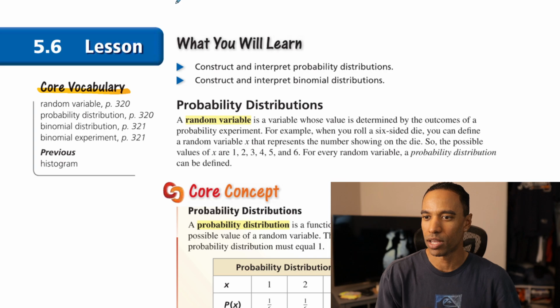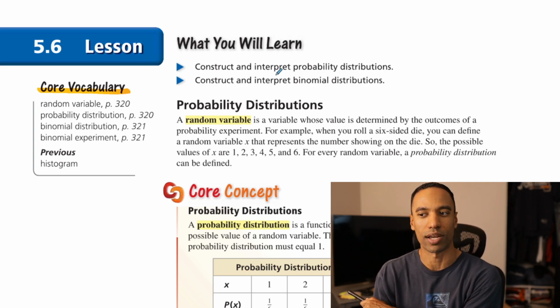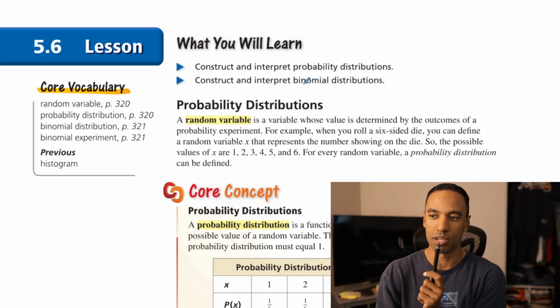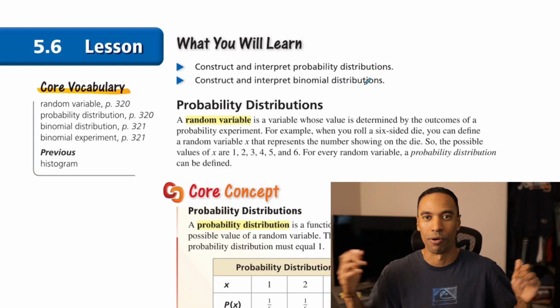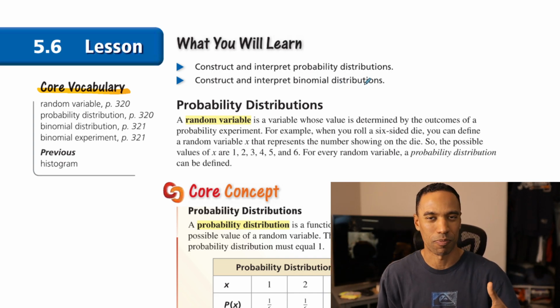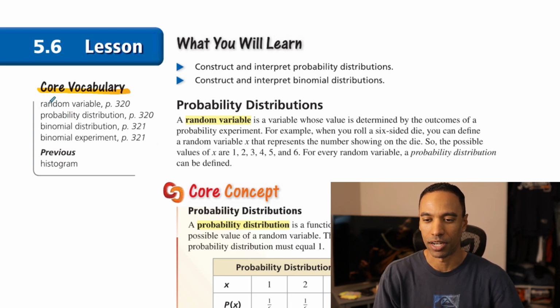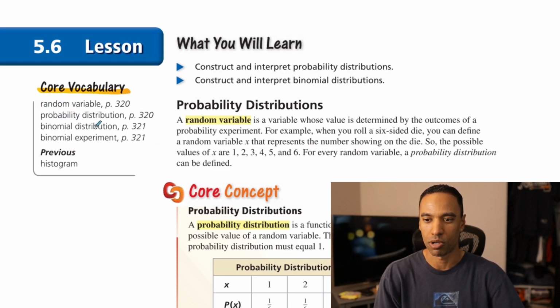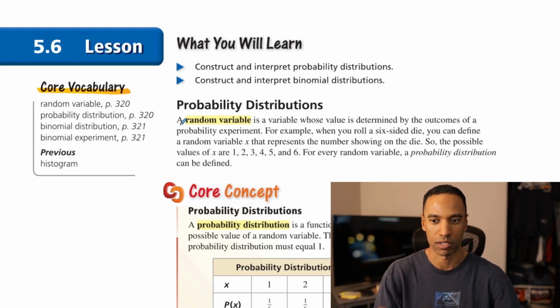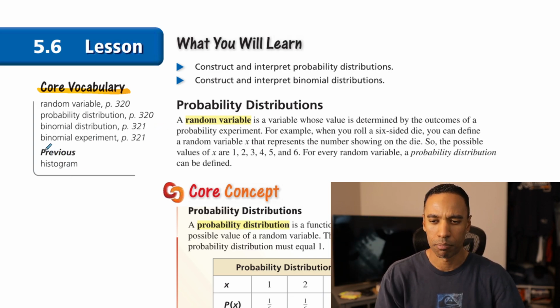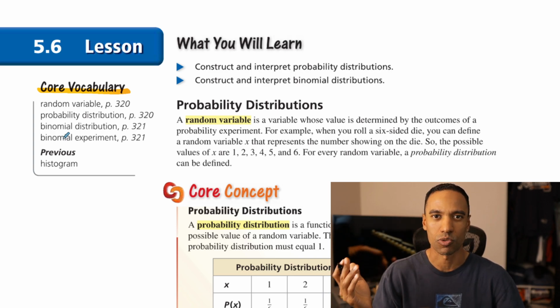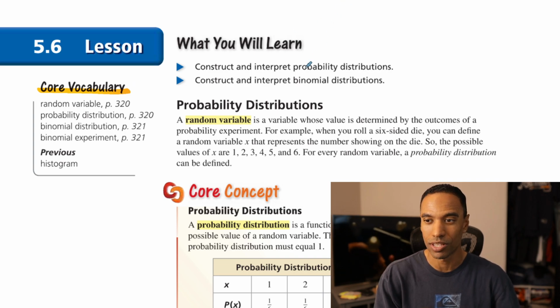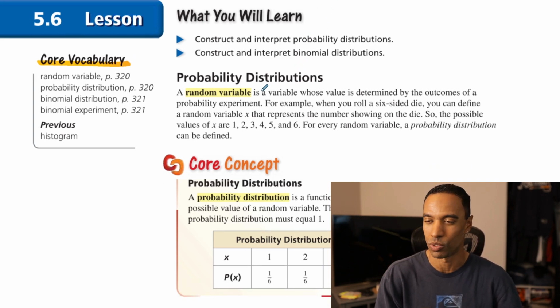Let's go ahead and we will say you'll learn how to construct and interpret probability distributions and binomial distributions. What are those? Hopefully they'll tell you. If not, I'll expand on it. Some core vocabulary here: random variable, probability distribution, binomial distribution, and binomial experiment. Histogram, previous. I don't know when we did histograms. And, oh yeah, that makes sense. We're going to do histograms. Okay, we're probably going to do histograms, which means I probably need to get some drawing tools ready as well. I don't remember when we did them, though. Maybe from a different book.